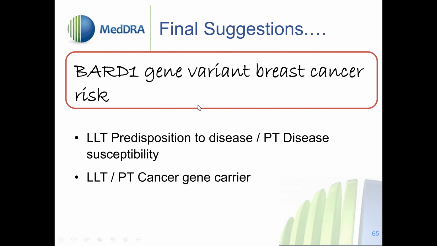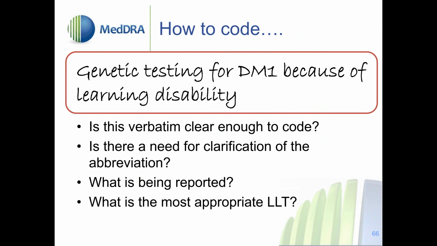And the next one I'll do before I hand back is genetic testing for DM1 because of learning disability. So what have we got here? We've got genetic testing being performed, and they've told us it's for DM1. Well, they're testing for something, and it's because of learning disability. So again, we've got three things here, haven't we? Is it clear enough to code? Do we need to clarify the abbreviation DM1? Is it what is actually being reported, and do we need one LLT or several?